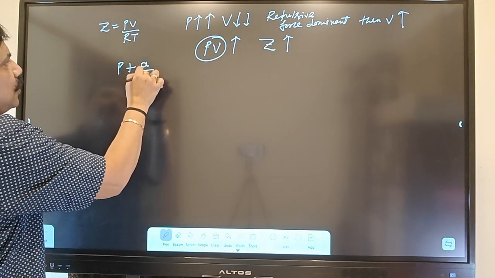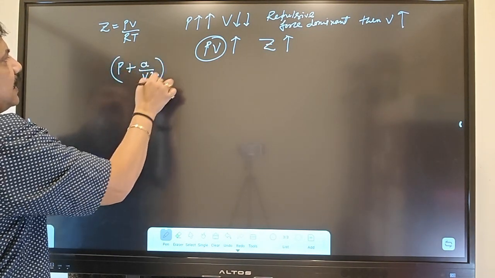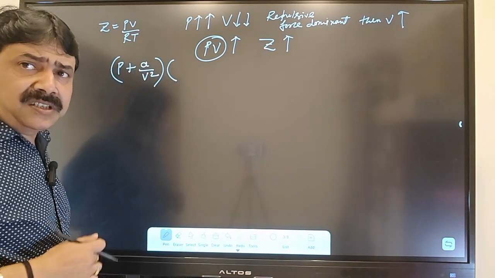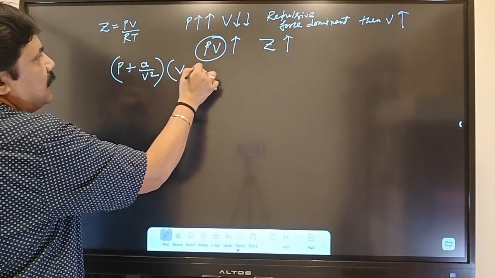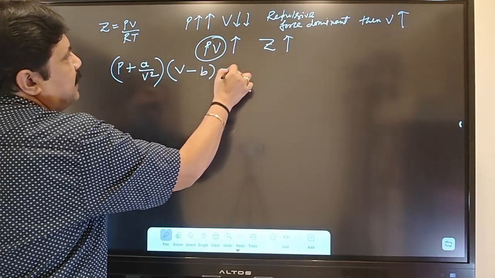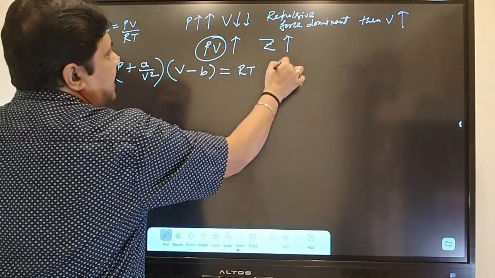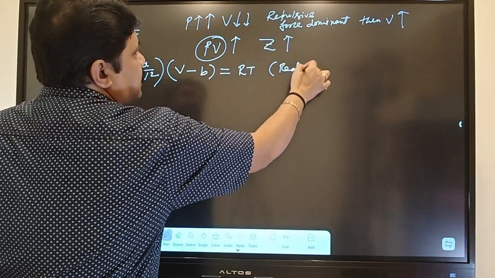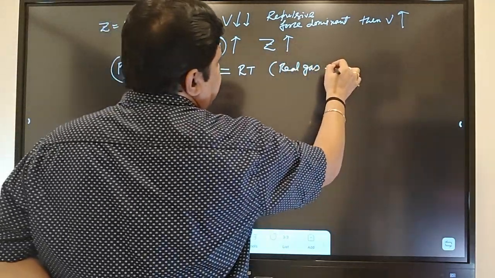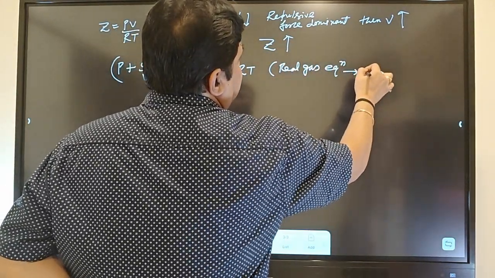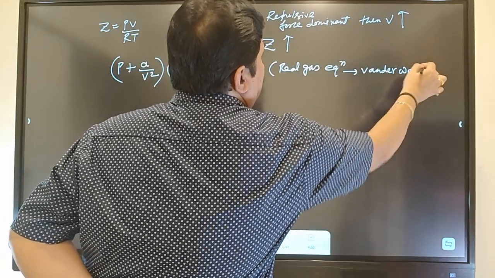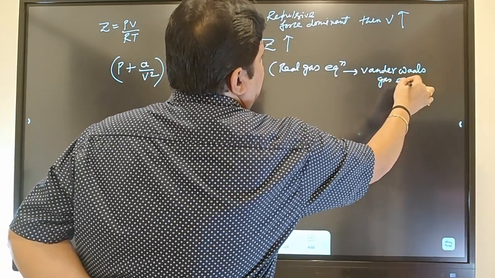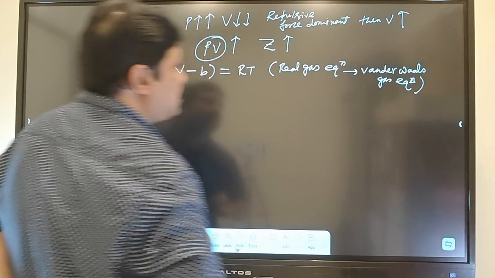For 1 mole we know P plus a by V square. This real gas equation is nothing but the van der Waals gas equation. P plus a by V square, times V minus b, equals RT. This is a real gas equation. Specifically we call it the van der Waals gas equation, because the famous scientist van der Waals discovered this idea.